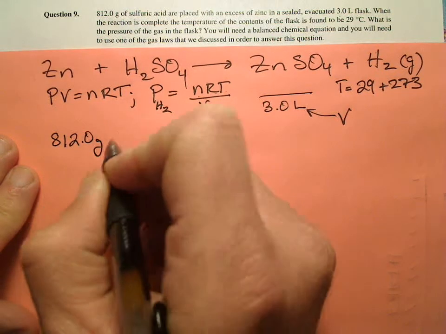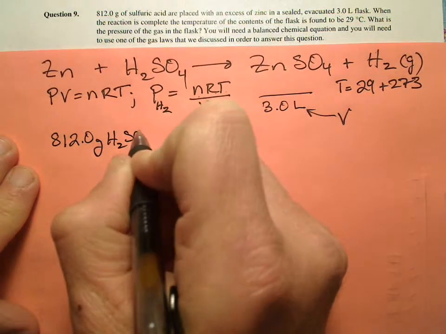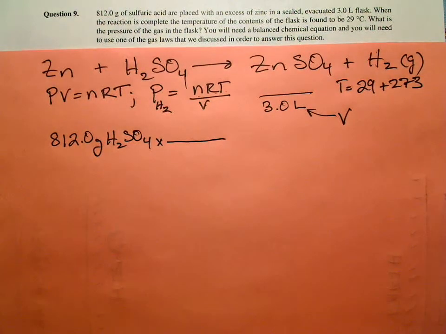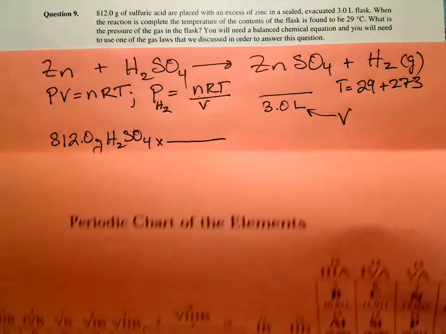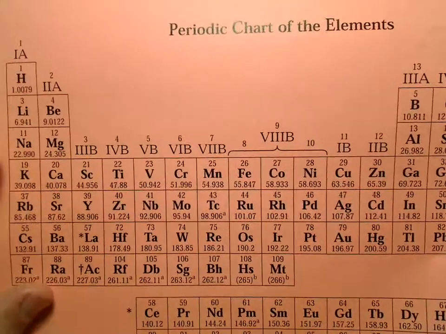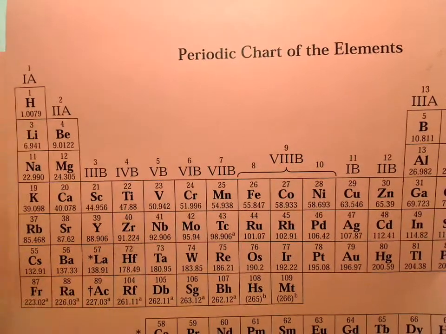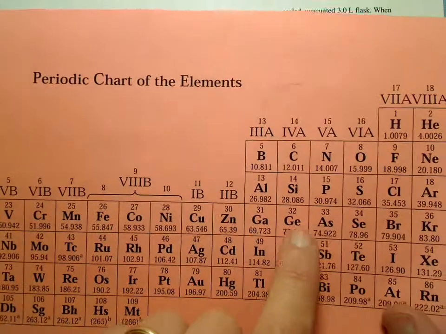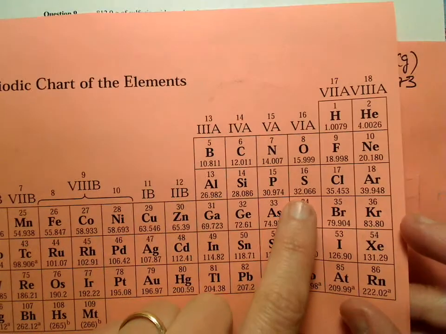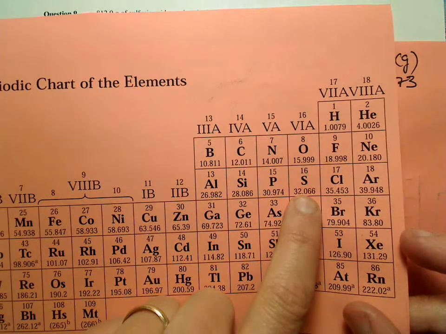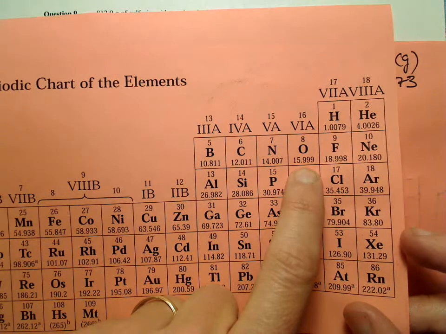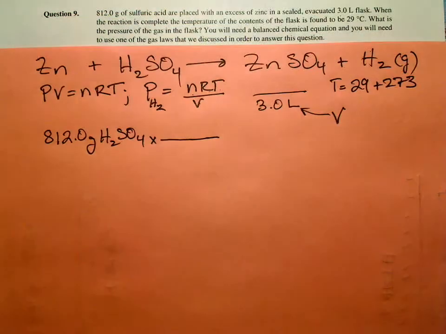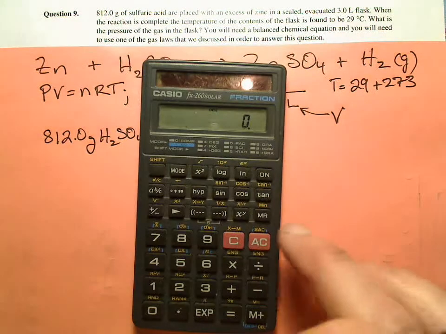812 grams of sulfuric acid. Like all good chemists, the first thing I want to do is get this into moles. So I look up on my handy dandy periodic table. I have 2 hydrogens at 1.01 apiece, that's 2.02, plus sulfur, which is 32.1 grams, plus 4 oxygens at 16 apiece. So I can figure out the molar mass of sulfuric acid.